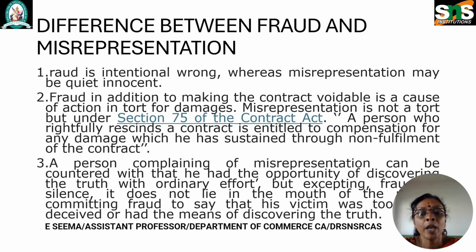A person complaining of misrepresentation can be countered with the argument that he had the opportunity of discovering the truth with ordinary effort, but except in fraud, silence is not a lie; it is not open to the one committing fraud to say that the victim was too careless or had the means of discovering the truth. This is about fraud and misrepresentation.